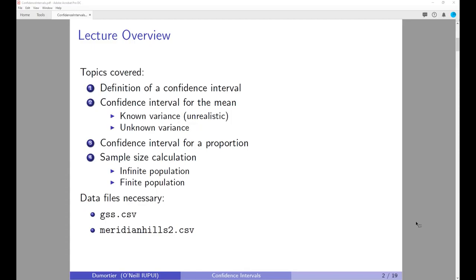For this exercise, we are going to use two data files that are necessary, and you can download them on Canvas. The first data file is called gss.csv, which contains data from the General Social Survey, and we are going to focus on the year 2018. And the second data file is called meridianhills2.csv, which contains data about housing values in the Meridian Hills area.